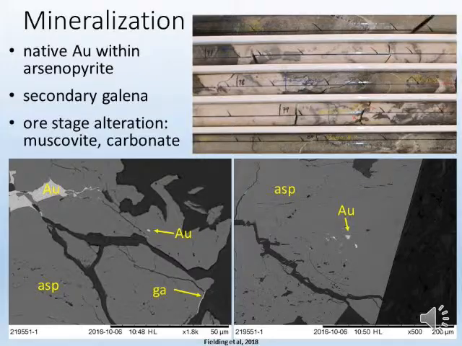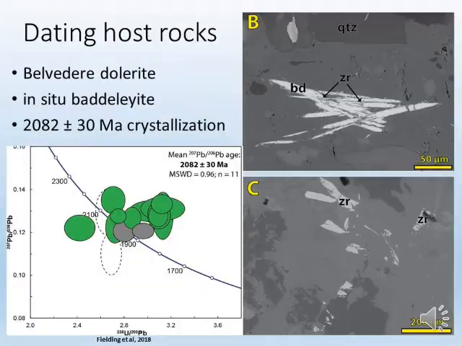So the gold mineralisation at Belvedere is similar to Paulsens. However, it's associated with arsenopyrite rather than pyrite, and we get late-stage galena as opposed to the chalcopyrite and pyrrhotite. So in the arsenopyrite, which is this sort of medium grey, we get these large gold inclusions in there. So that's directly linking the gold mineralisation to the sulfide formation.